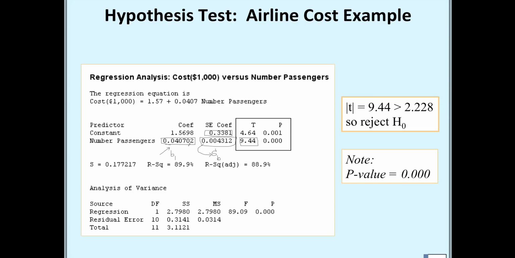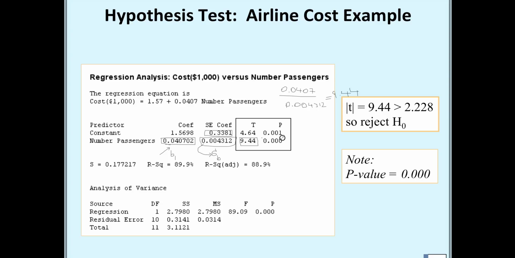If you have the coefficient itself and you have the standard error of that, you just need to divide coefficient by standard error to get the T statistic. So 0.407 divided by 0.004312. It's actually 9.44, the same value you found earlier. That is your test statistic.